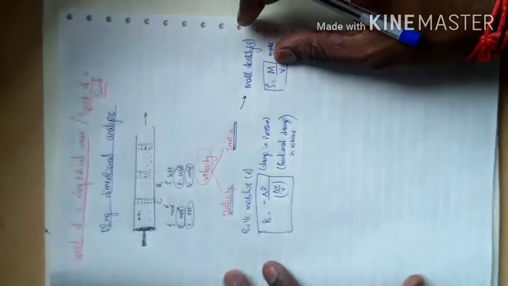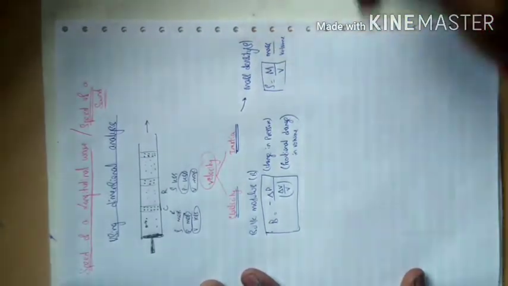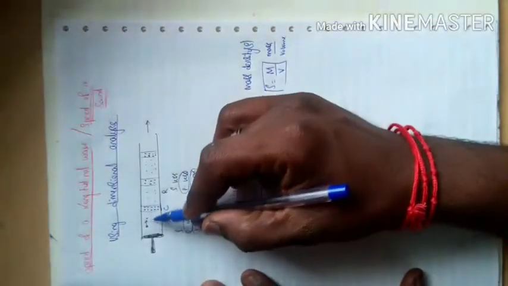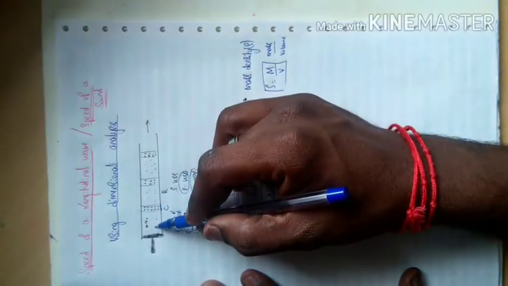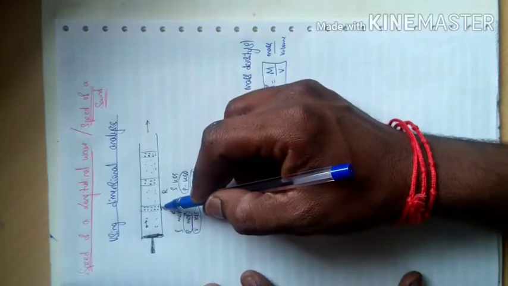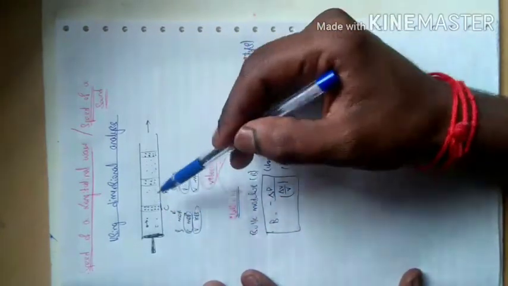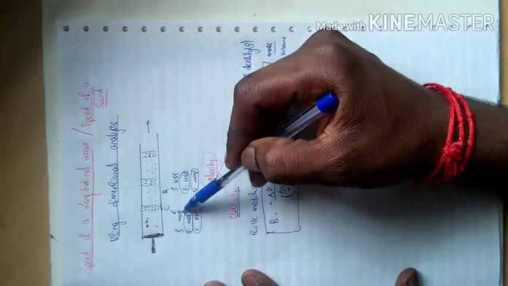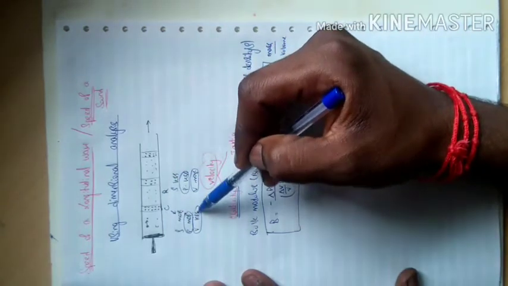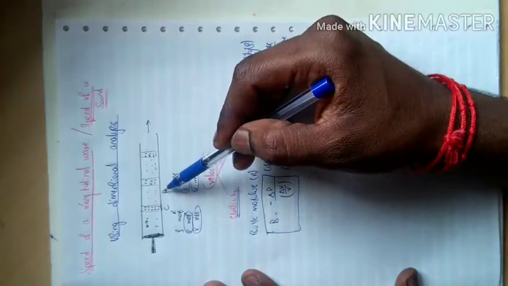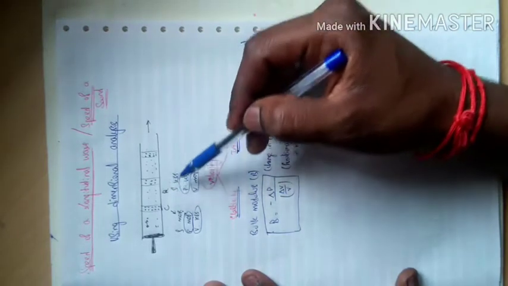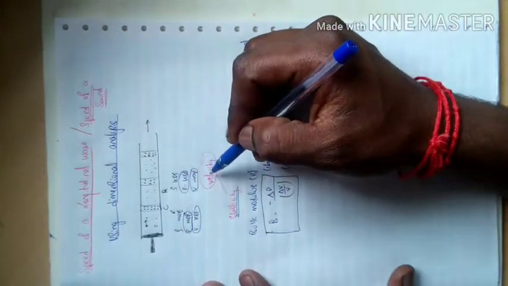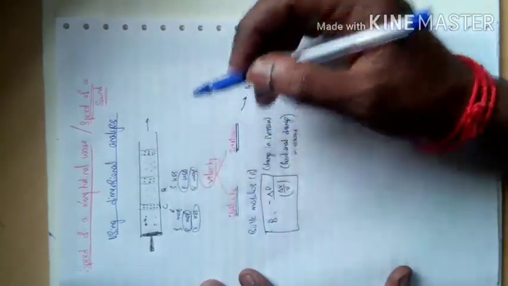Is that clear, students? Once again I am repeating: we are going to find out the speed of a longitudinal wave. When you push this, what happens? More molecules get gathered at one point and fewer molecules on the other side. Where more molecules gather, I call it compression, and where fewer molecules, I call it rarefaction. In compression, density is more, pressure is more, volume is less. Vice versa in rarefaction: density is less, pressure is less, and volume is more. We are going to derive this using dimensional analysis.